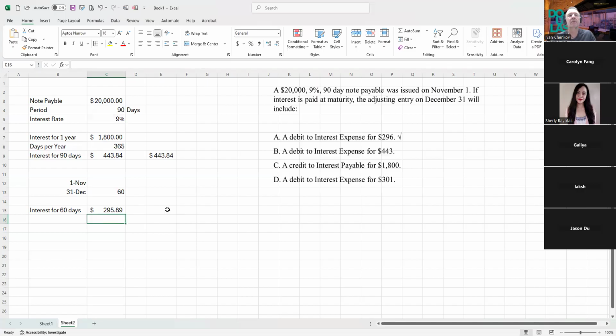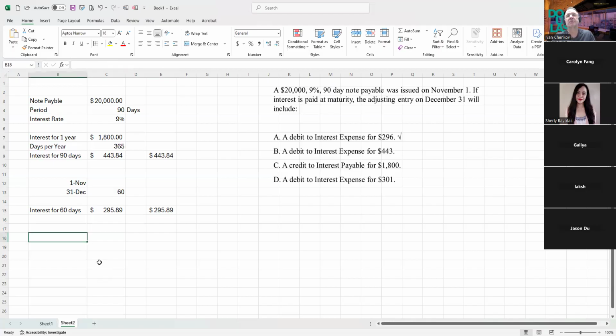Or I can go again. I can get the interest for 1 year divided by 365 to get the interest per day, times 60 days. I'm going to get the same number. When you round it up, it's going to be that.